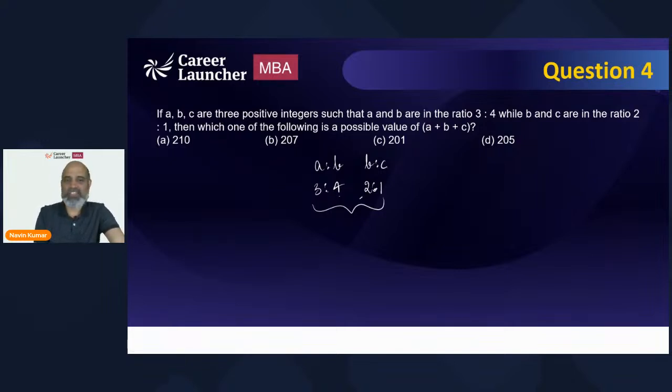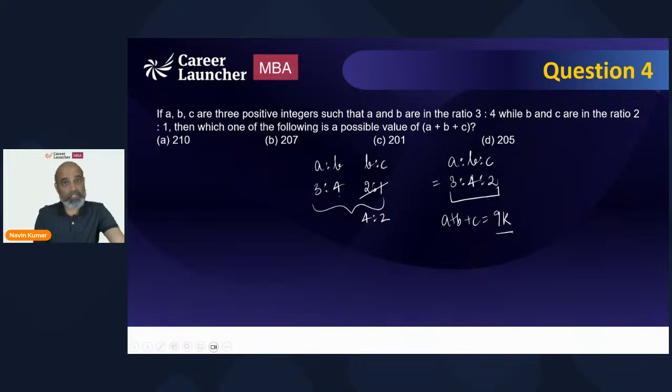It's always better if you don't deal with fractions or decimal values, because we are not good with them. So it will end up with 4 is to 2. From here we can say A is to B is to C is 3, B is 4 throughout, and C turns out to be 2. So A plus B plus C is 3 plus 4 plus 2, which results in 9. So A plus B plus C should be a multiple of 9. The only option out of these 4 which is a multiple of 9 is option B.